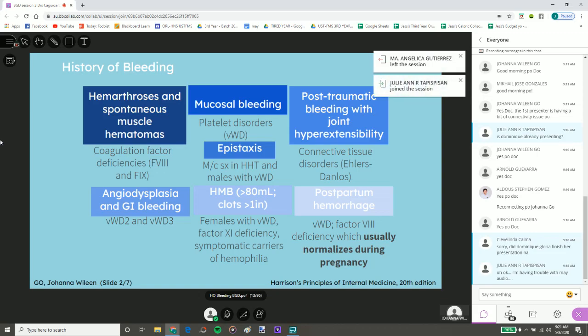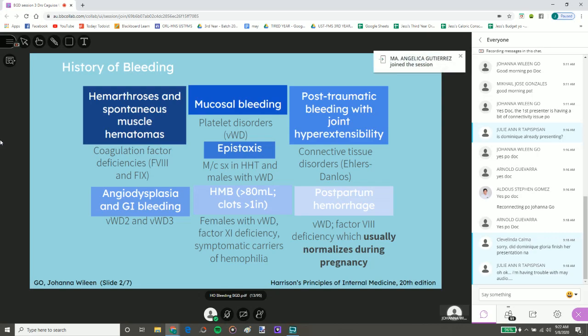This is also the most common symptom in males with von Willebrand disease, and I will have to emphasize males because the most common symptom in females with von Willebrand disease would be heavy menstrual bleeding, as we will discuss later on. We also ask for a history of post-traumatic bleeding in the context of joint hyperextensibility, and this could point to a possible connective tissue disorder, for example, in Ehlers-Danlos syndrome. We ask if the patient has had a history of angiodysplasia and subsequent GI bleeding, which could point to von Willebrand disease 2 or 3.